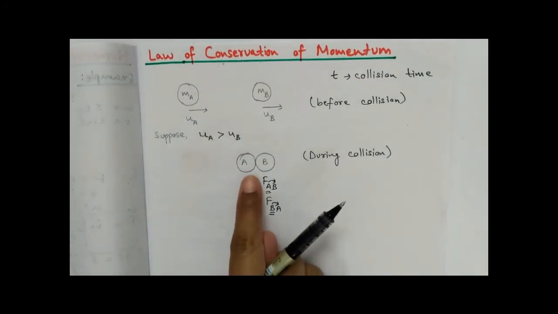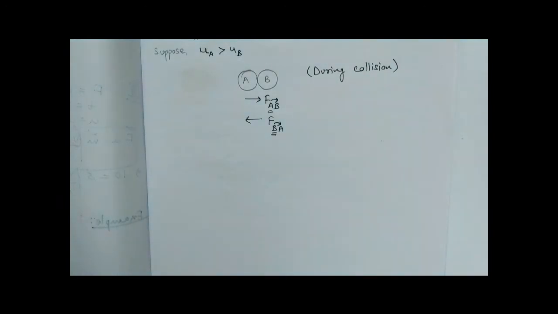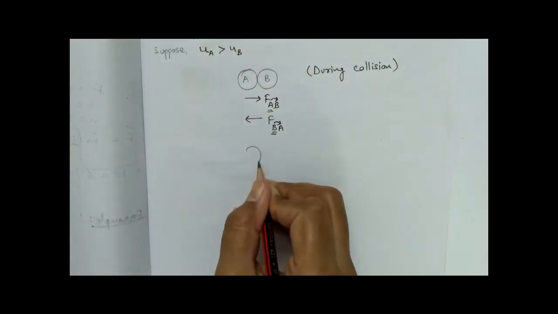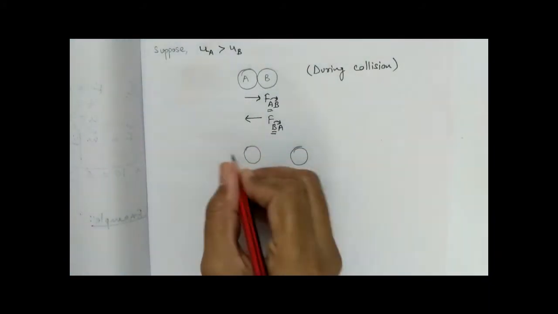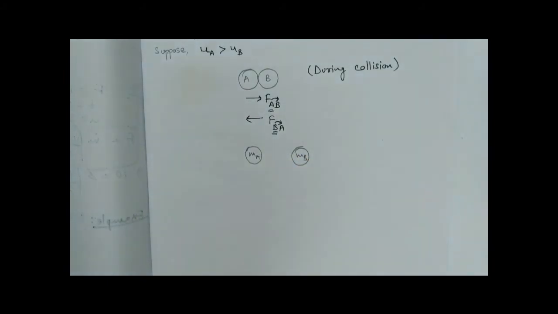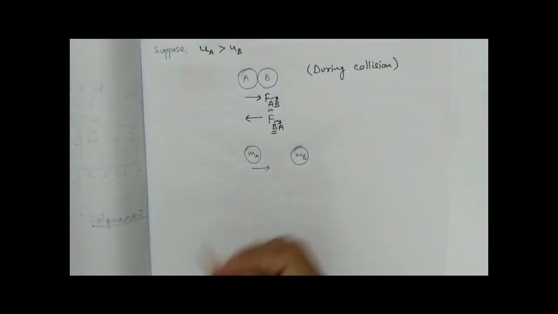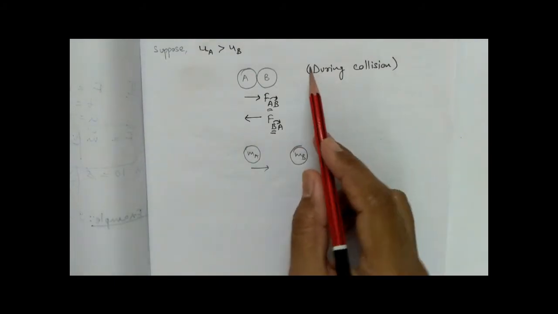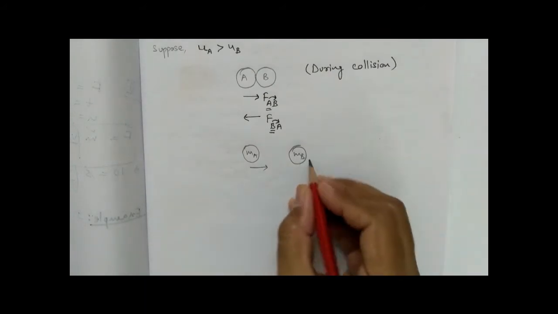So what will happen after the collision? After the collision, both will move apart, isn't it? So how will the diagram be? It will be like this. Now this was A, and this was B. Now object A will continue moving, but the velocity will change. Why? Because since both collided, their velocities became different.